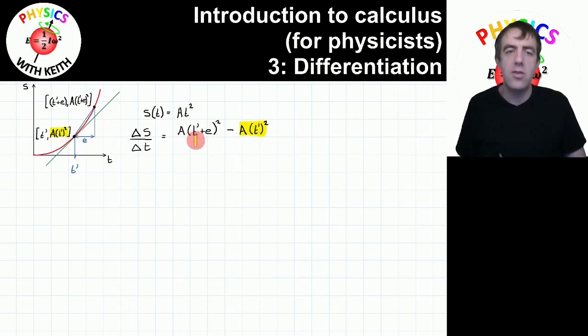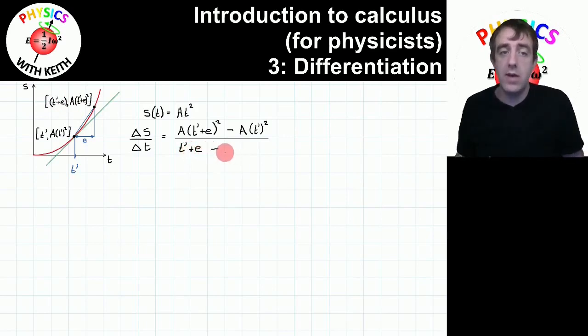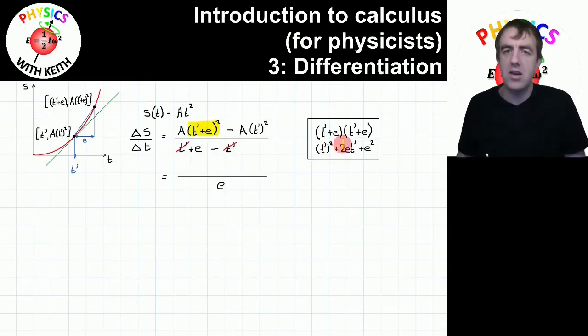We then take the difference between the values on the x-axis and put those on the bottom. The final value on the x-axis is t prime plus e, and the initial value on the x-axis is just t prime. Now the denominator is quite easy to tidy up. T prime minus t prime, that just cancels out and we're left with e on the denominator. We can multiply out this bracket here. So t prime plus e squared, we get this.